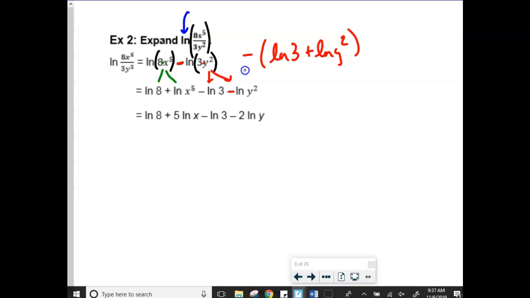So, feel good with what we've done so far. The last thing they did then is they took the powers and brought them down in front of their logarithms. So, that's how they ended up with their final answer. That was an involved question. That had a lot of terms.